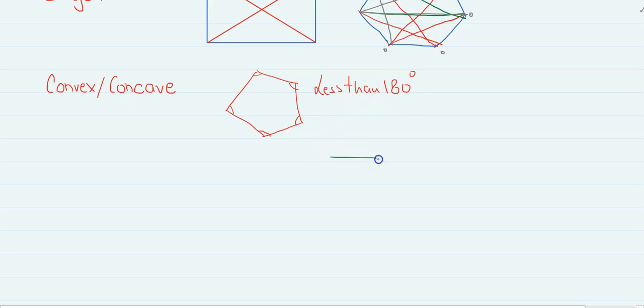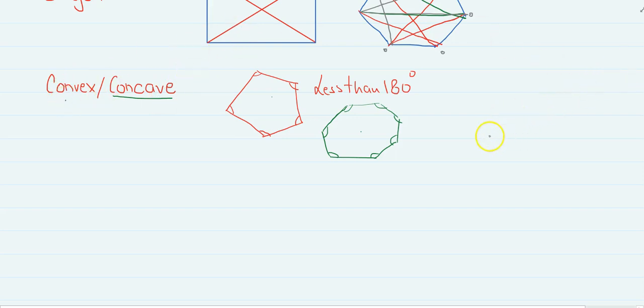Even if I draw a polygon like this, with so many sides, even here you can see that all these angles are less than 180. So a polygon is convex if not a single angle is more than 180. All angles must be less than 180. On the contrary, a concave polygon is a polygon which is not convex.